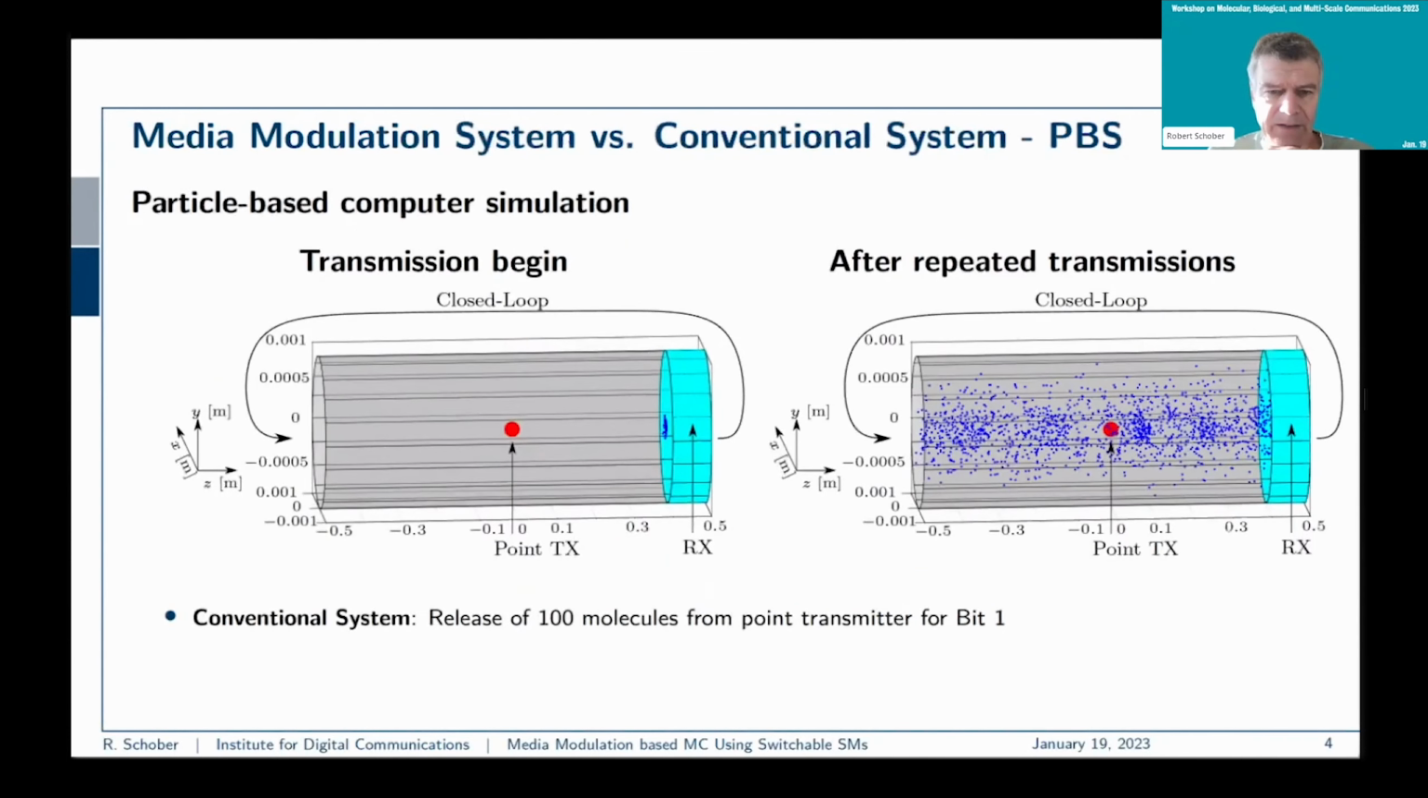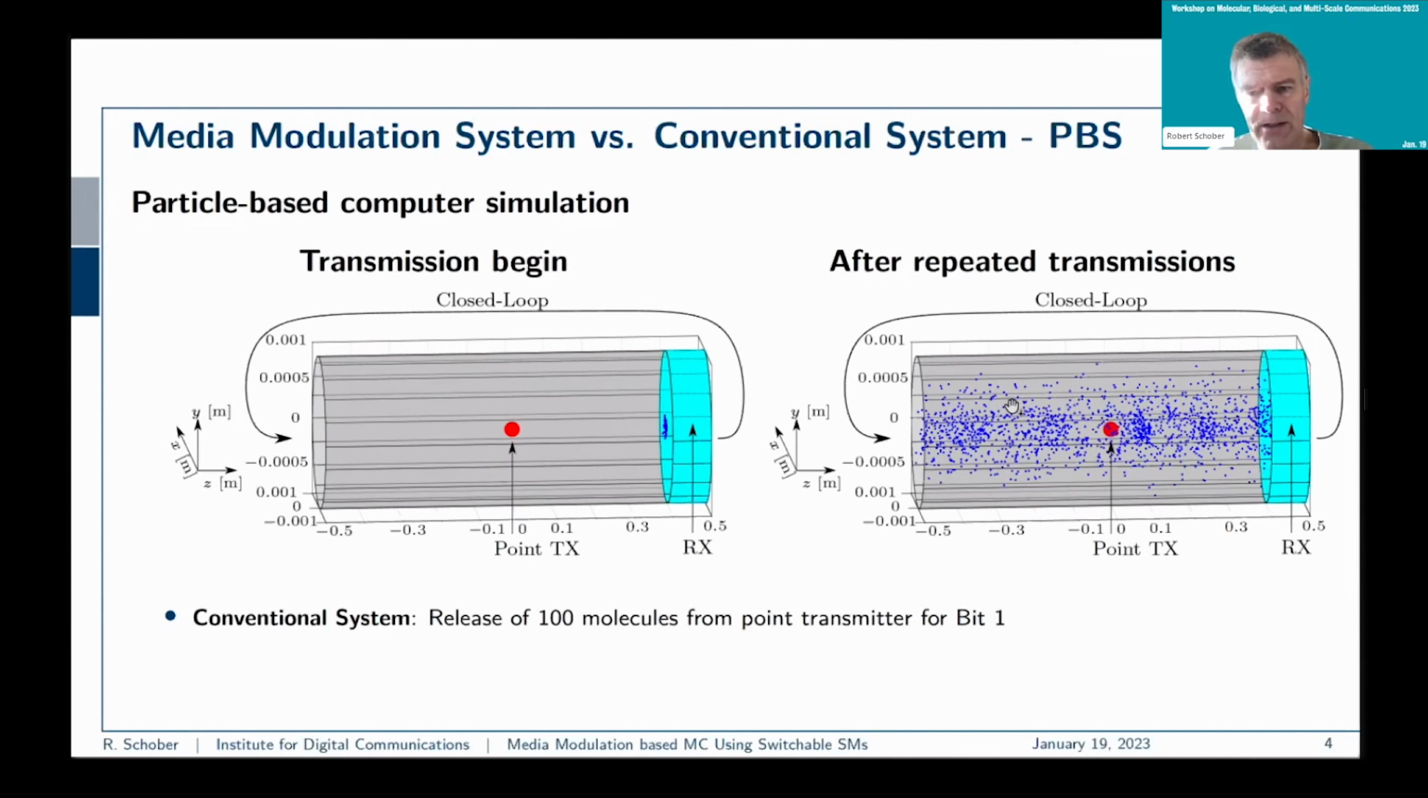Now, to see the advantage, we came up with a little simulation example, or my student Lucas came up with a little simulation example, I should say. So let's first look at the conventional system. Here we have this point source transmitter. It emits the signaling molecules. And if you have a one-time emission, then of course the molecules propagate as a little cloud in the channel. They're detected at the receiver, and this works quite well.